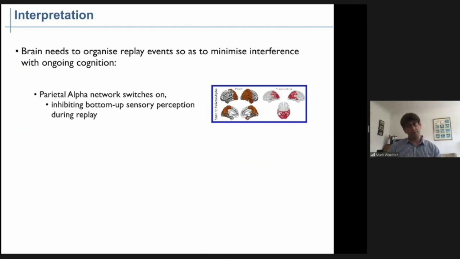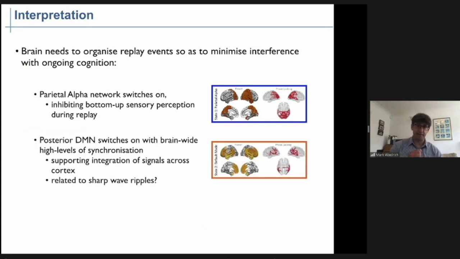We're talking about wakeful rest data here. We're not talking about sleep data. And so it seems reasonable to assume that particularly in wakeful rest, the brain needs to be able to organize replay events in such a way as to minimize the interference with ongoing cognition. And so that might lead to the idea that the parietal alpha network needs to switch on, as we see in the data, in order to inhibit bottom-up sensory processing during replay.